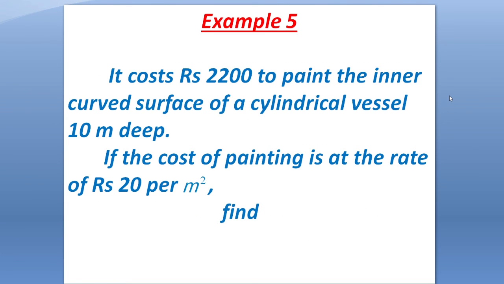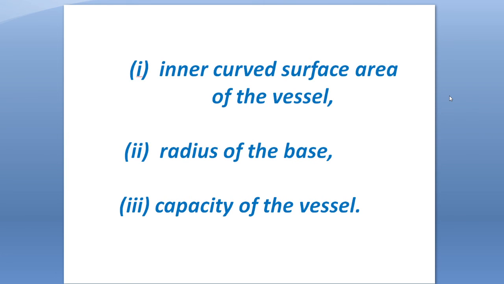Okay. Example number 5. It cost rupees 2200 to paint the inner curved surface of a cylindrical vessel 10-meter deep if the cost of painting is at the rate of rupees 20 per meter square. Find inner curved surface area of the vessel, radius of the base and capacity of the vessel.